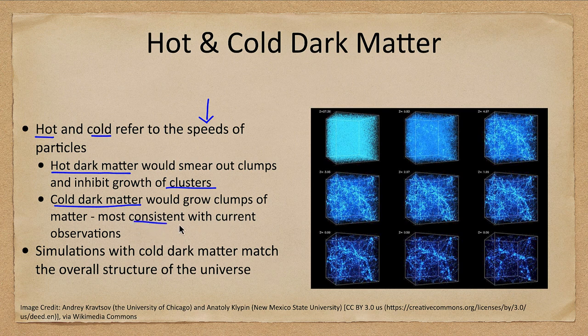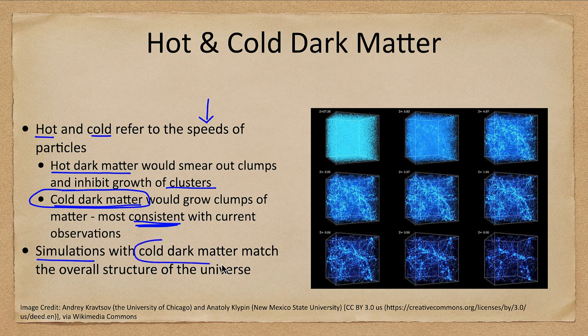Now, this is most consistent with current observations. So what we think would be some kind of cold dark matter, slowly moving particles, and some kind of exotic particle. An example of one of the WIMPs would most likely account for the dark matter.